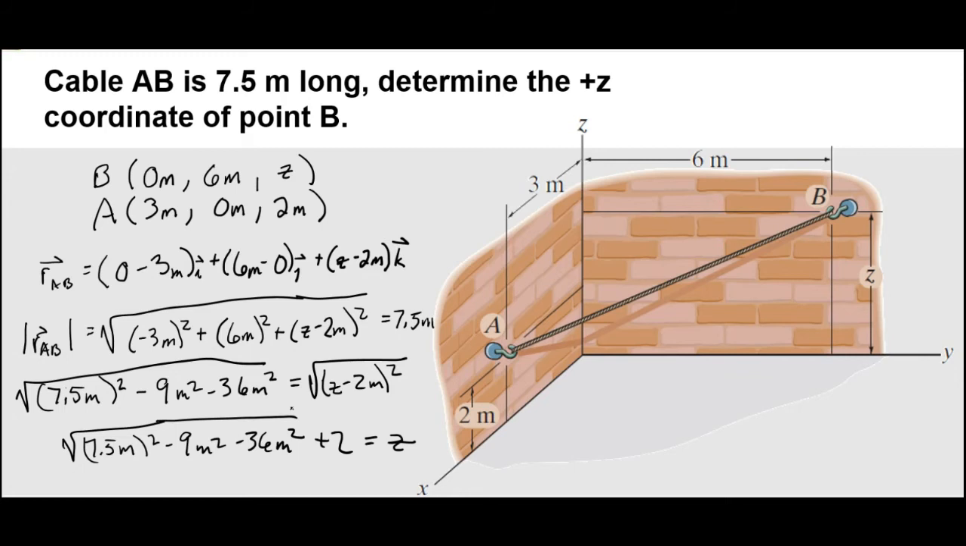This is how you would go about defining a vector. So this is the RAB vector, and then how to solve for an unknown like a coordinate if that's something that you wanted to do.